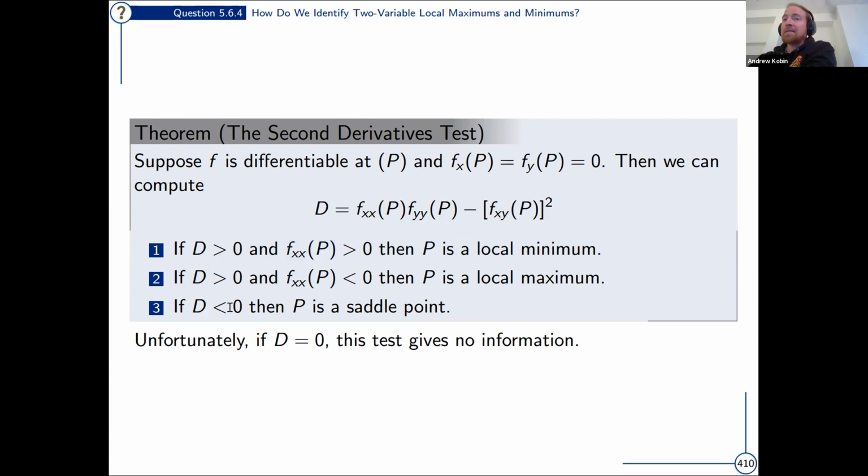If, on the other hand, D is negative, then we automatically know the point is a saddle point, and therefore cannot be a maximum or a minimum. It's only inconclusive, the second derivative test, if we get a discriminant of 0.